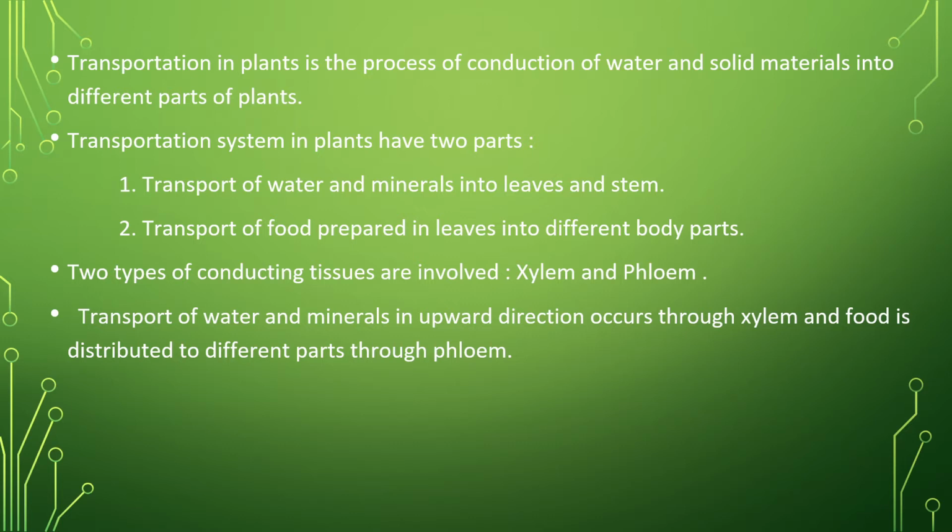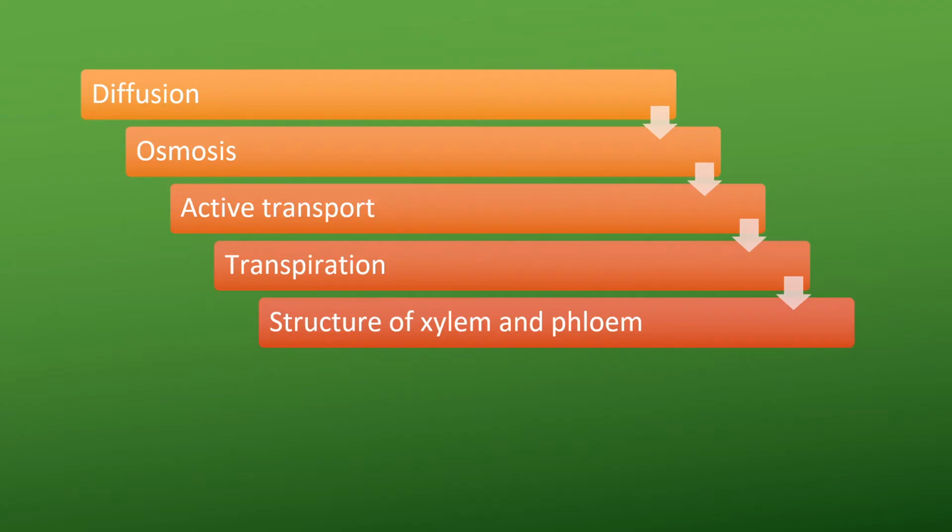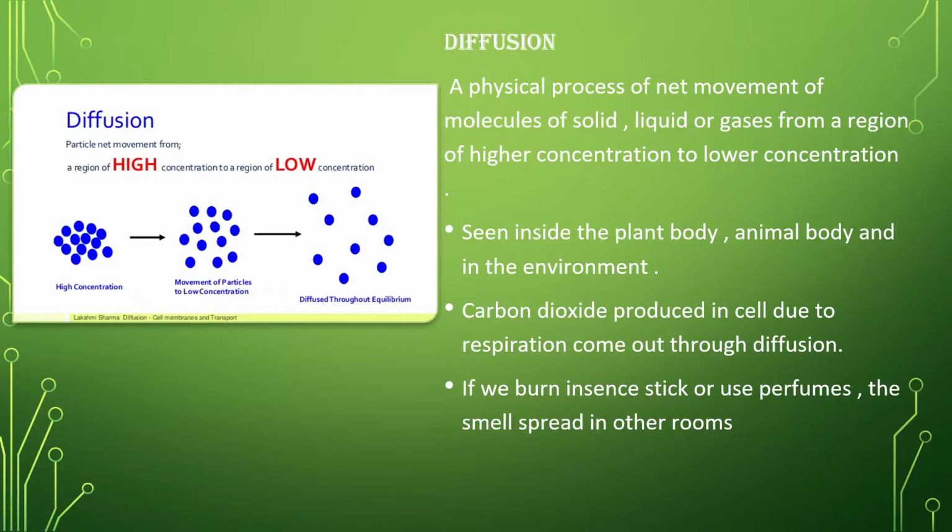occurs in plants. During transportation, plants absorb water from the soil and distribute water, minerals, and prepared food into the different parts. Now, what are the different processes? They are diffusion, osmosis, active transport, transpiration. Then I will describe the structure of xylem and phloem. Now come to diffusion.